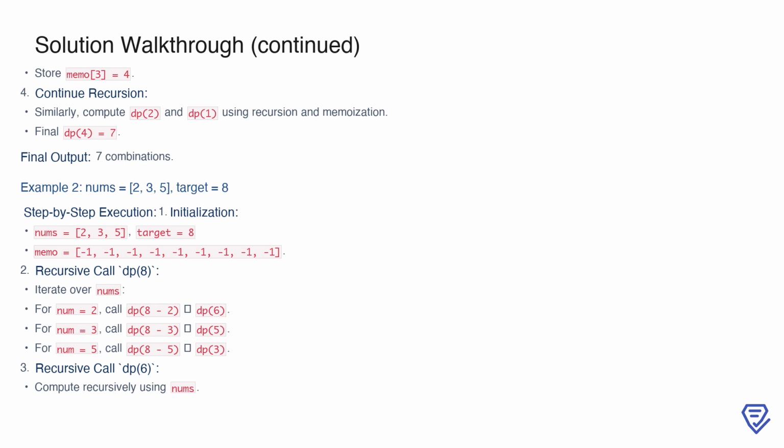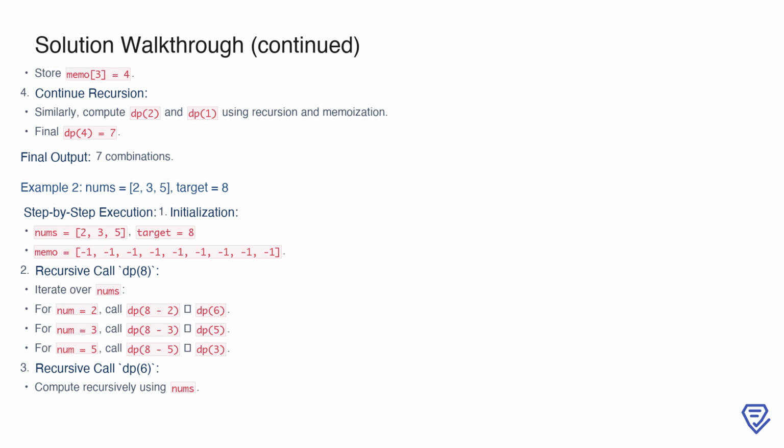Moving to the second example, nums is now 2, 3, 5, and the target is 8. Again, we initialize the memoization array with -1. Starting with DP 8, we iterate over nums and make recursive calls for DP 6, DP 5, and DP 3, subtracting each number from the current target.